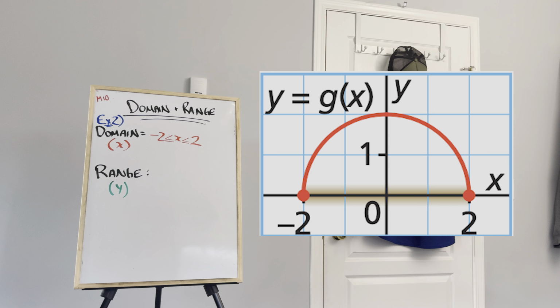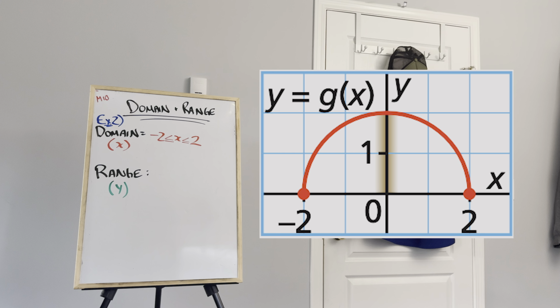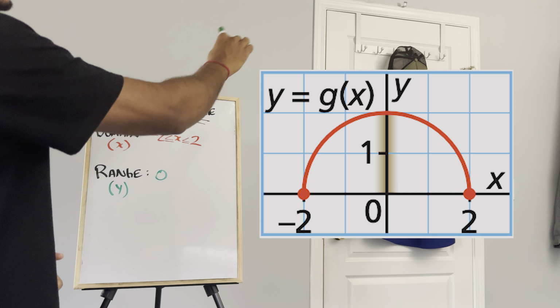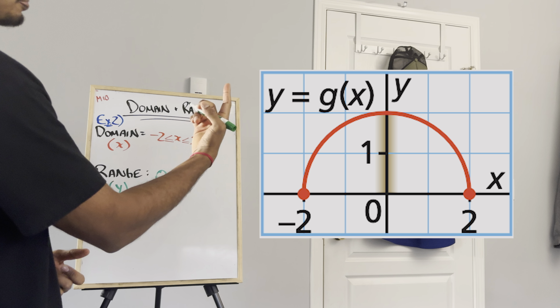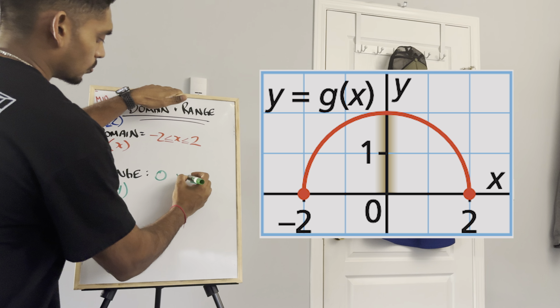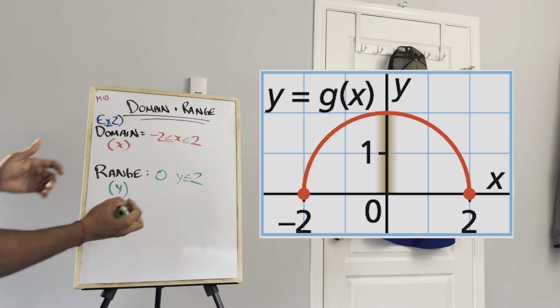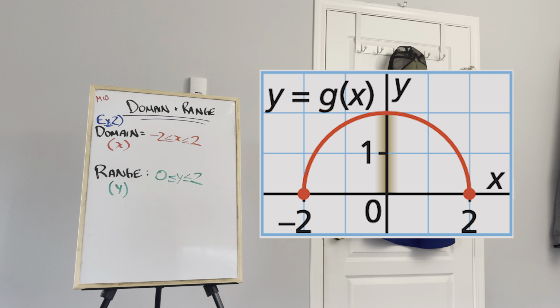So this makes sense. Now let's look at our range. Y value. So we're looking at the vertical axis here. It looks like it doesn't get below 0. All the red line is above 0. And the highest point it gets to looks like it's 2. Y is never greater than 2. And it's never lower than 0. But it is equal to 0 sometimes. So we write this.